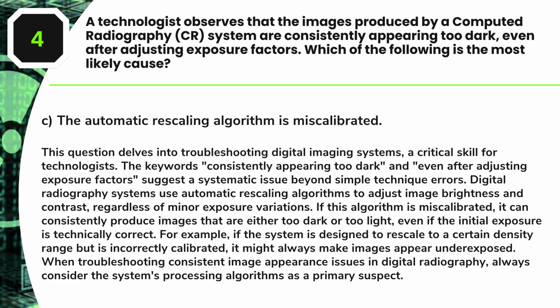If this algorithm is miscalibrated, it can consistently produce images that are either too dark or too light, even if the initial exposure is technically correct. For example, if the system is designed to rescale to a certain density range but is incorrectly calibrated, it might always make images appear underexposed. When troubleshooting consistent image appearance issues in digital radiography, always consider the system's processing algorithms as a primary suspect.